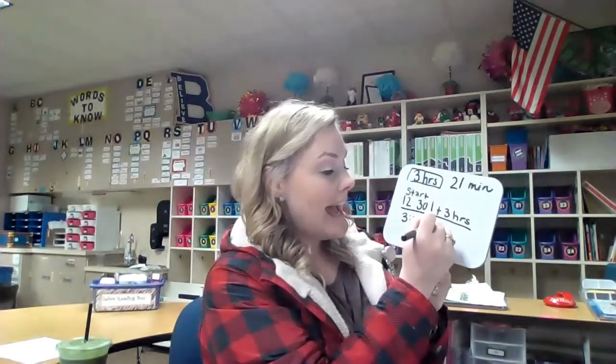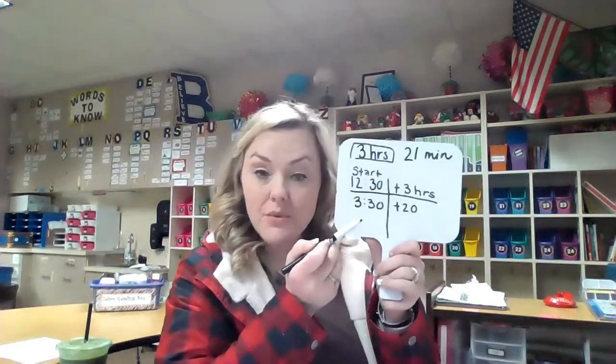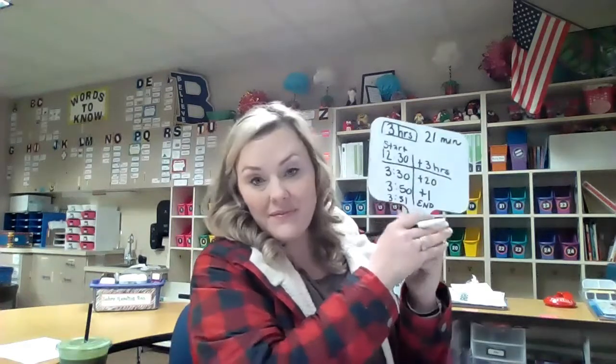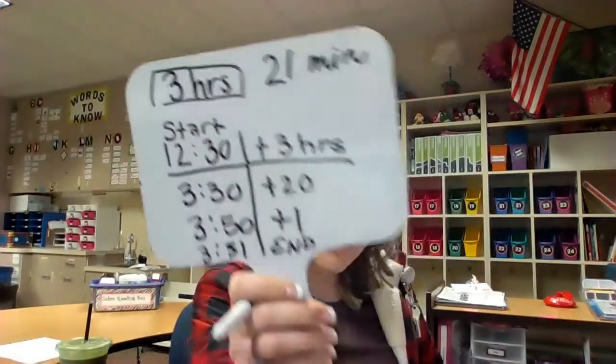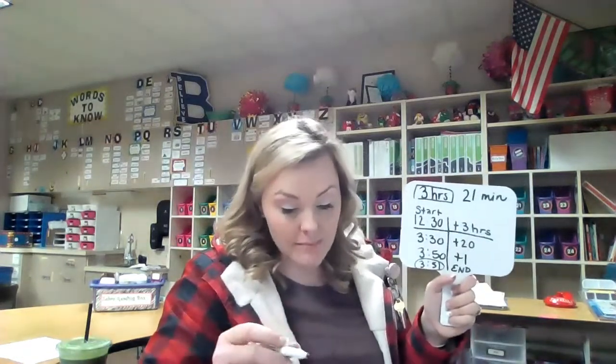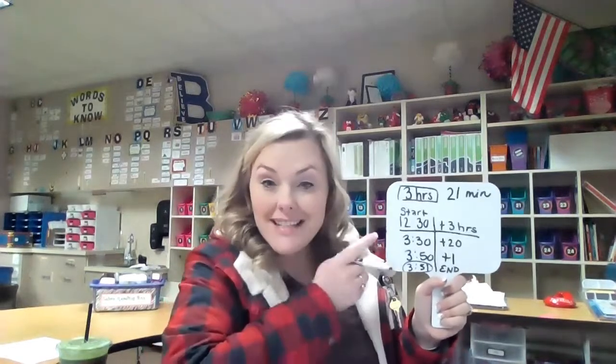And now I have 21 minutes. So I'm just going to add 20 minutes first. And I know that 30 plus 20 is 50. So now my new time is 3:50. And then I can add that 1 minute, and I'm going to get 3:51, which is my end time. So then we would put on the paper, Betsy came back at 3:51. So you're going to do problems 3 and 4 on 121, just like this problem.